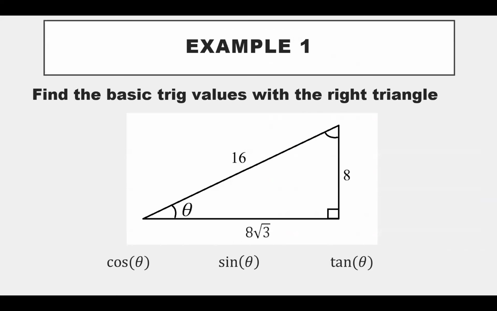So let's go ahead and use the definitions that we've just established on a right triangle to find basic trig values of cosine theta, sine theta, and tangent of theta for this right triangle. We can see that this right triangle has hypotenuse of length 16 and theta is located in the lower left-hand corner here. The side opposite of theta is length 8. The side adjacent to theta is length 8 root 3.